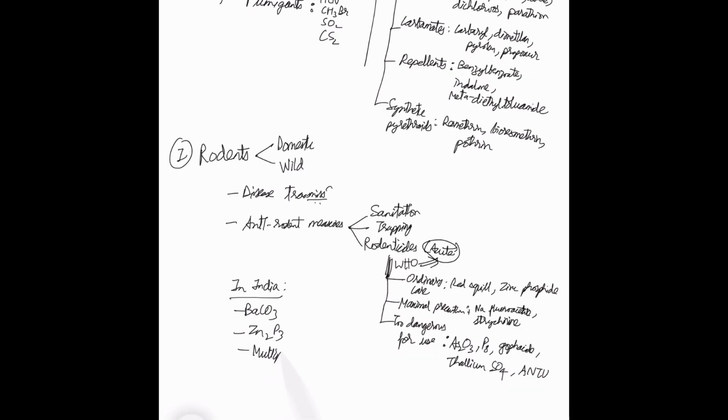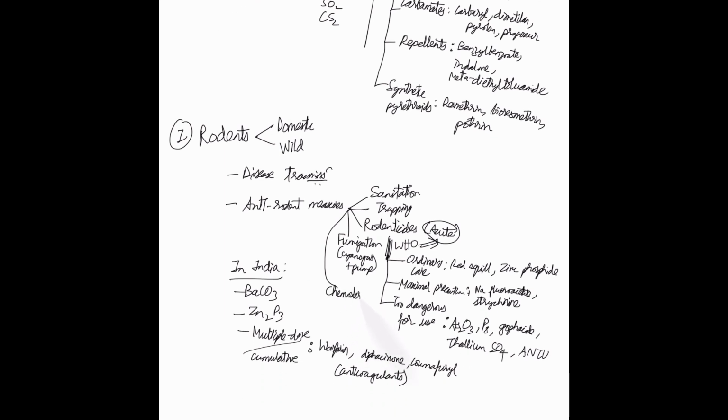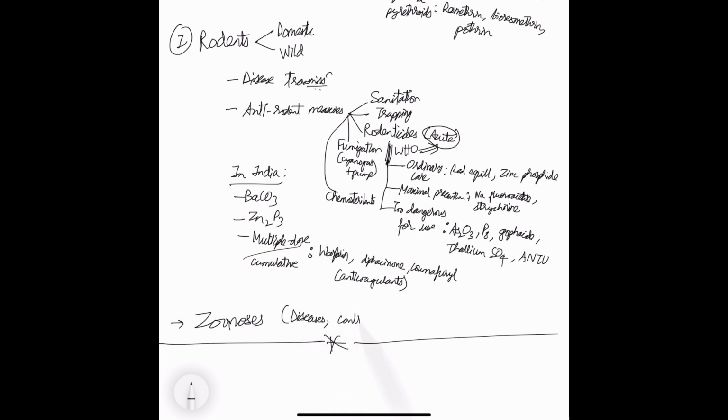In India, the common rodenticides used are barium carbonate, zinc phosphide, and multi-dose or cumulative poisons like warfarin, diphacinone, and coumafuryl, which are basically anticoagulants. And then, lastly, we have a small note on zoonosis. What are the various zoonotic diseases and their respective control measures? They can be categorized into bacterial, helminthic, protozoal, and viral.